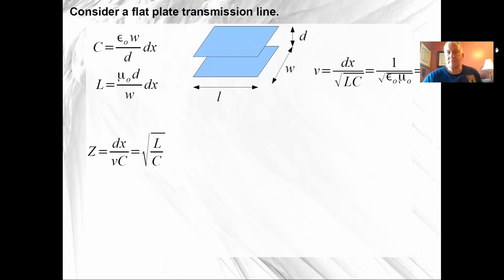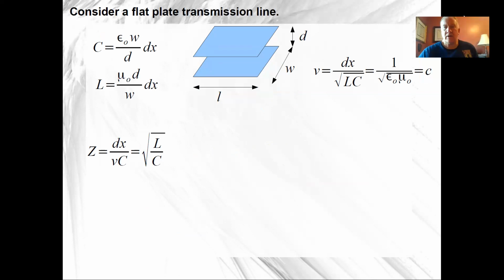Okay, so we know that v is equal to 1 over the square root of epsilon naught mu naught, right? And we know that Z is equal to dx over vc, which in this case will be equal to the square root of L over C. So in this case, for a flat plate transmission line, Z is equal to the square root of L over C.